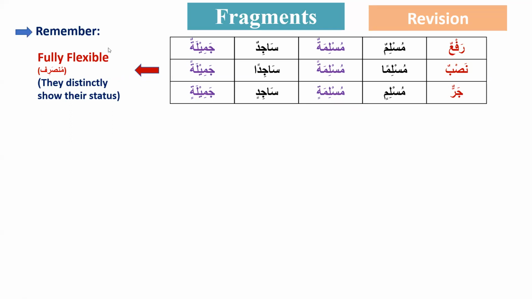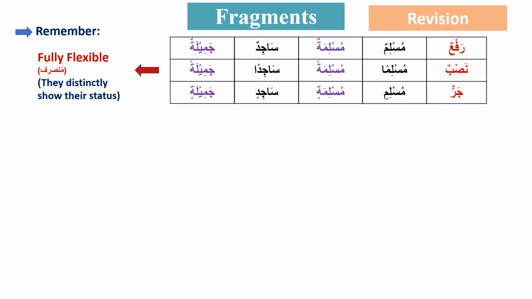Thank you, Fatima. Hiba, can you tell us something about the non-flexible words? What is their feature? You can't see their status. Can you explain with the help of an example? How about Musa? Musa. In all cases, you can't see status, so it's going to be Musa, Musa, Musa. Yeah, Musa, Musa. It takes all three statuses.